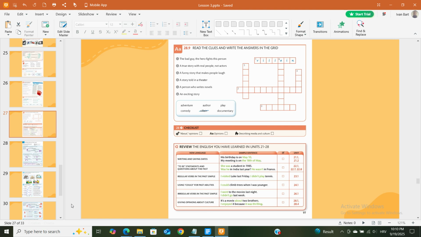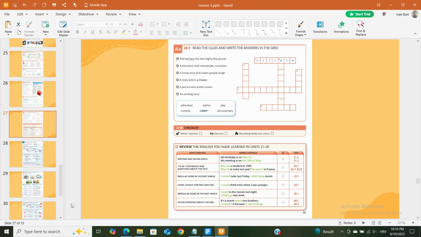Sample sentences. His birthday is on May 10th. My meeting is on the 18th of May. She was a student in 1985. Was he in India last year? He wasn't in France. I visited Luke last Friday. I didn't play tennis. I could climb trees when I was younger. I went to the movies last night. I didn't go last week.